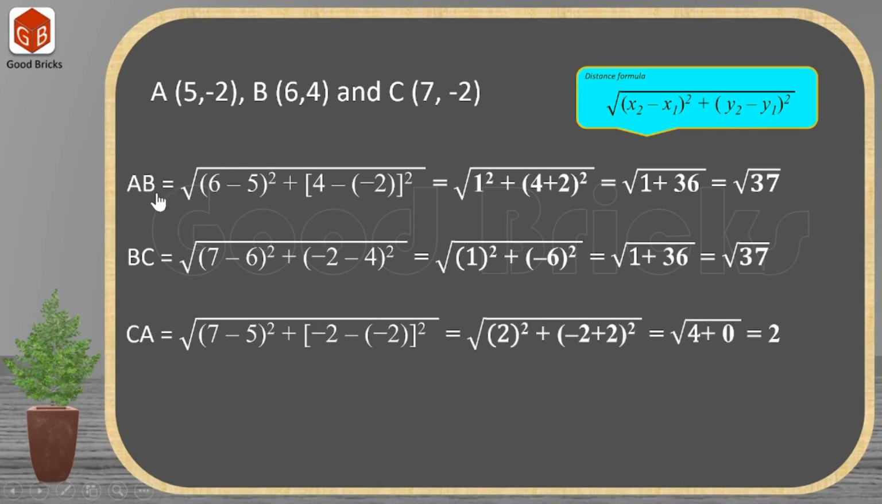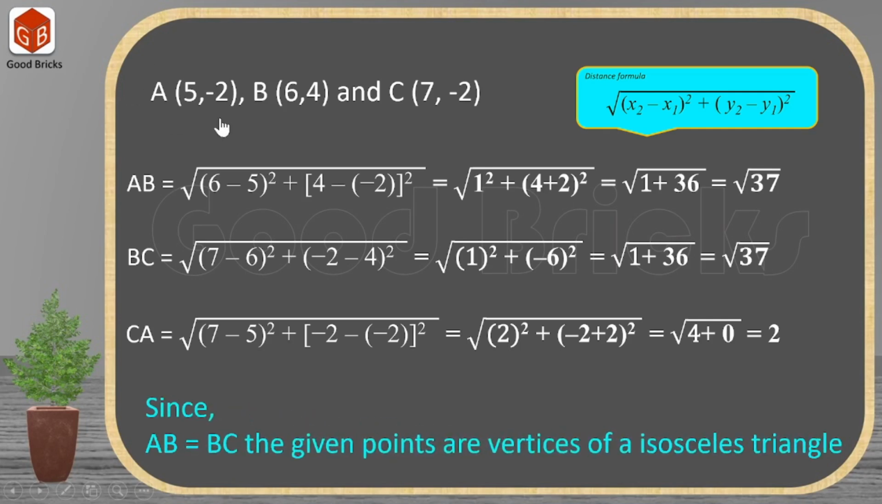And when you look at the AB and BC lengths, both of them are equal. It means these 3 points are forming an isosceles triangle. Hence we can say that these are the vertices of an isosceles triangle.